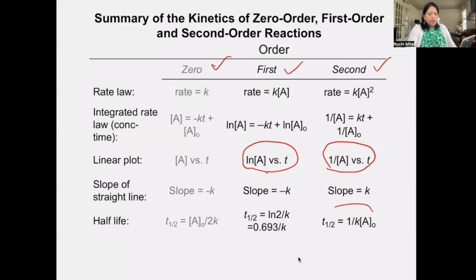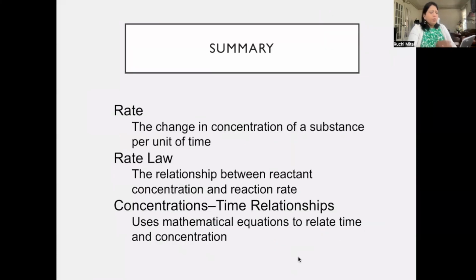Solve some problems. Again, you do not have to worry about these two parts for the half-life. In our AP course, we will only see the first order. So what did we learn? We learned that the rate is the change in the concentration of a substance per unit time. The rate law, which is your equation, is rate equal to k with the concentrations of your reactants, correct? So it is a relationship between the reactant concentration and the reaction rate. And the concentration versus time relationship uses a mathematical equation to relate time and concentration. So I hope all this is making sense.